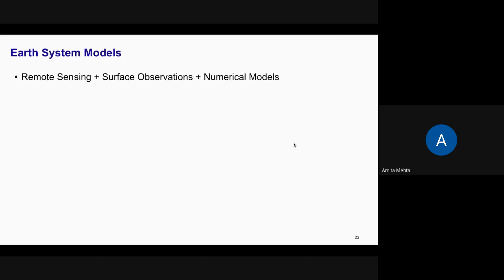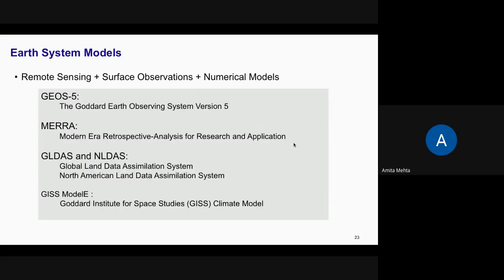Okay. Now, again, these are some of the, so we talked about satellite data: precipitation, evapotranspiration, soil moisture, and groundwater.